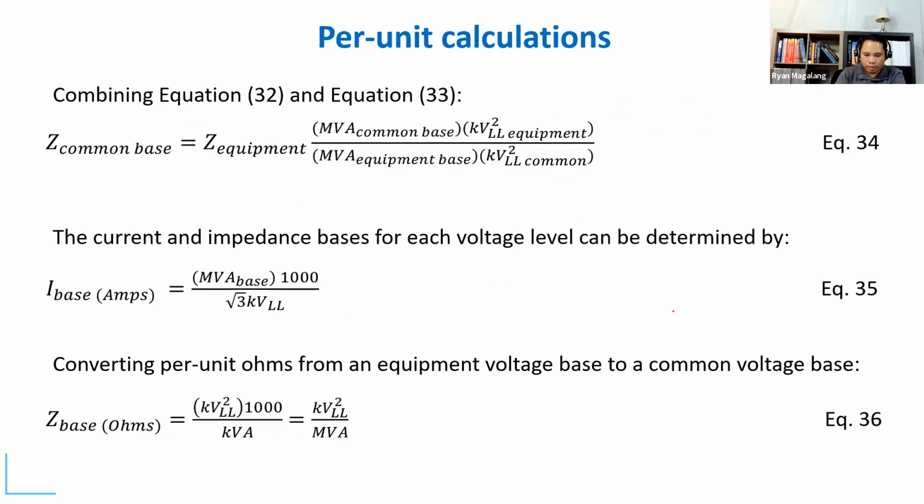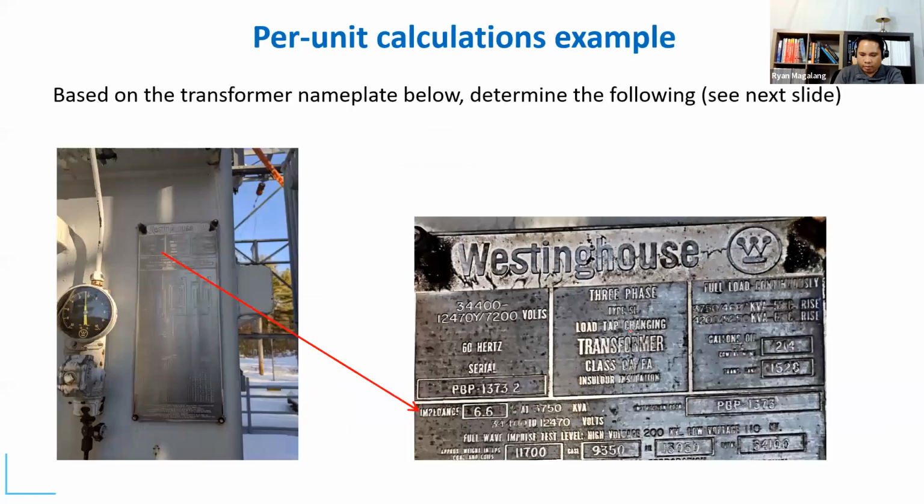Let's go here. Combining equation. So it's just some derivation here. And this is for amps. And this is for Z, for impedance. So now you can see why we have kV squared here. If you choose kVA, then you multiply by 1,000. If you choose MVA, then you don't need that 1,000, because here you already have chosen kV. So we'll have some example here.